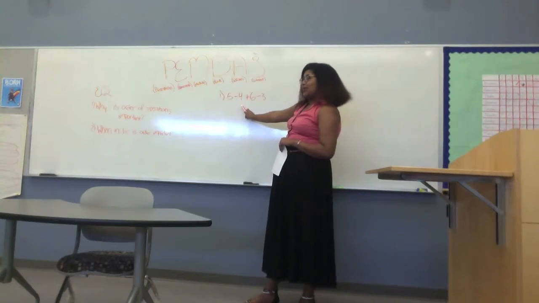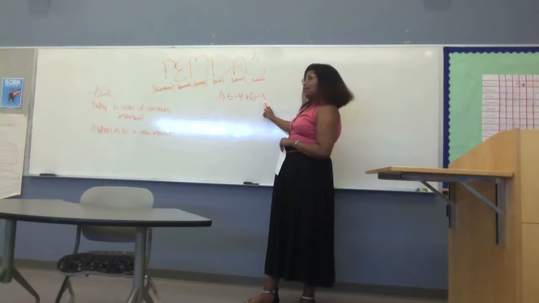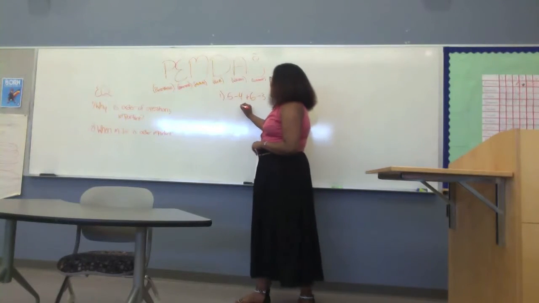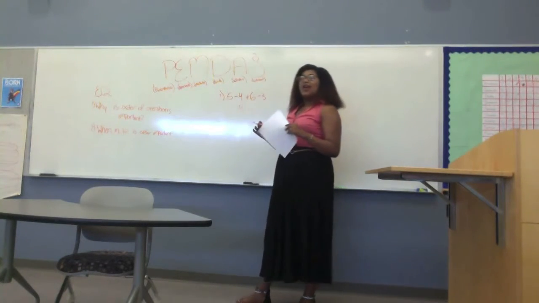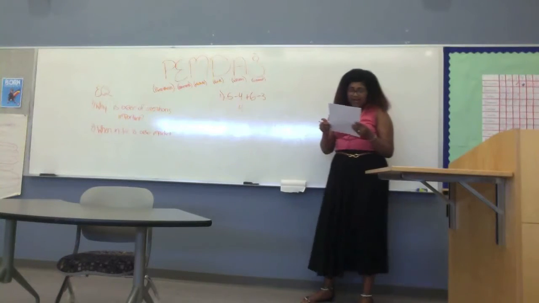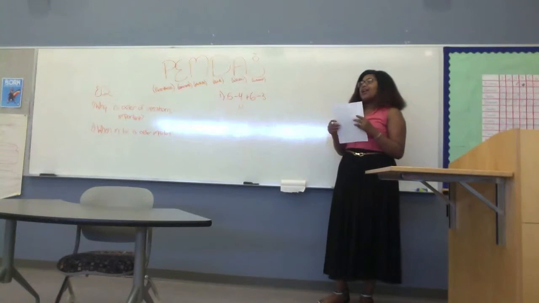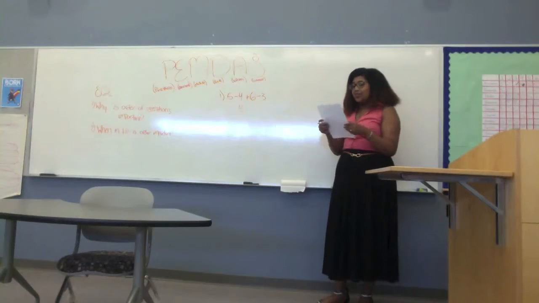5 minus 4, 5 minus 4 is 1. Plus 6, 1 plus 6 is 7. Minus 3, 7 minus 3 is 4. So the answer is 4. If you have 4 on your board, mark it. And if not, then don't.